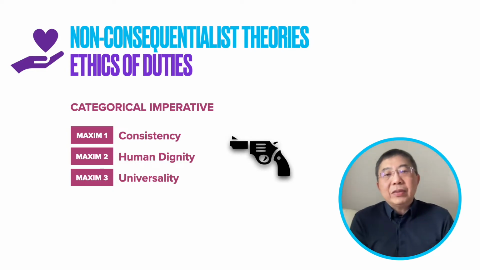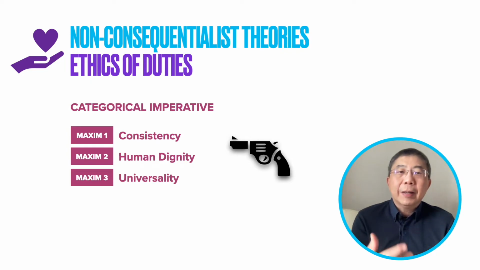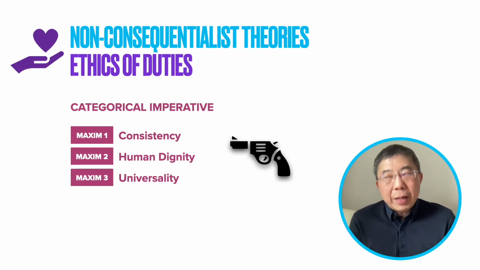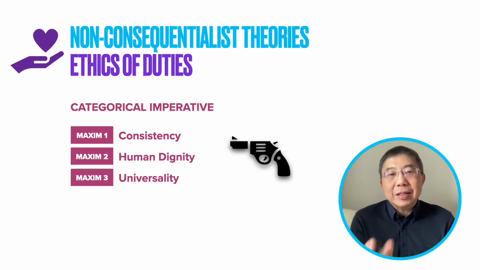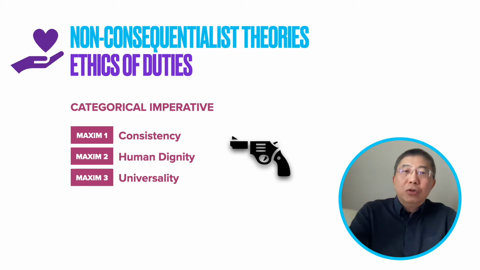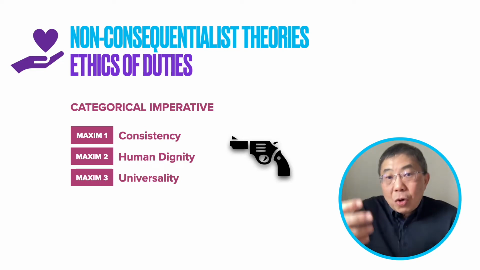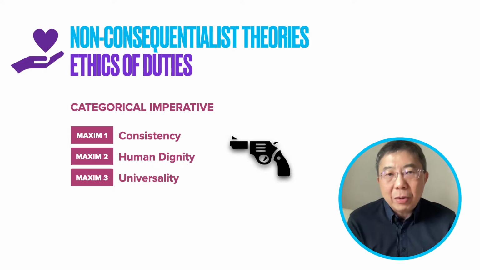And the third maxim is universality, right? Will this be acceptable to everybody? And obviously not everyone will agree with you that this should be allowed, that everyone should be able to carry a gun or a weapon and to kill anyone that you like. So this is of course an extreme example, but it demonstrates the categorical imperative of Immanuel Kant.